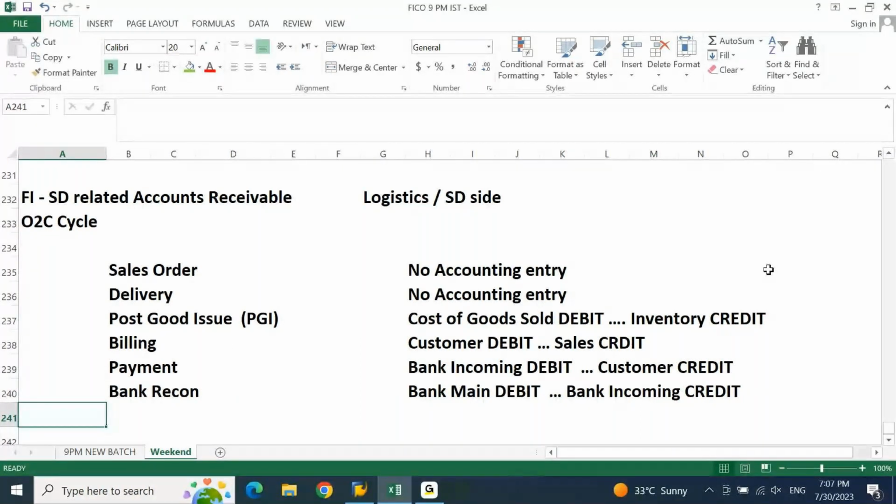So these are your accounting interface related errors. Maybe the period is not opened, or the GL account is not there, or the customer account is not extended to the particular sales organization, or your tax values are wrong. Any reason could be there, due to which your accounting entry is not posted.